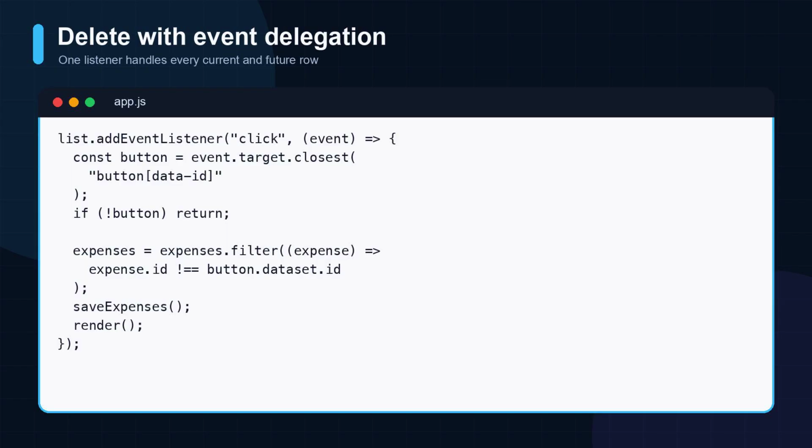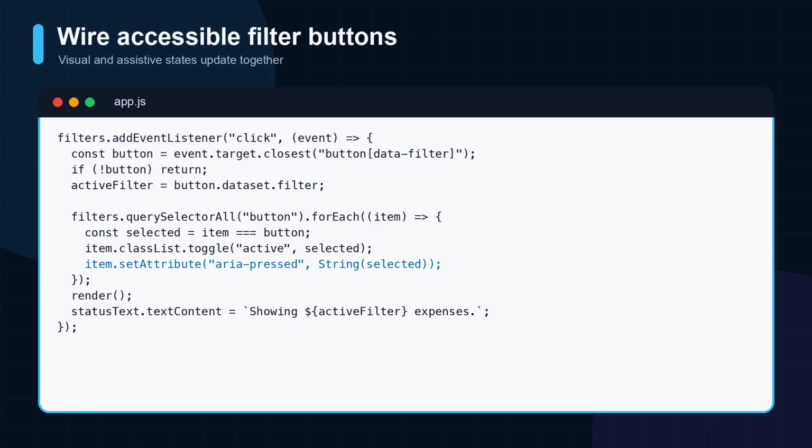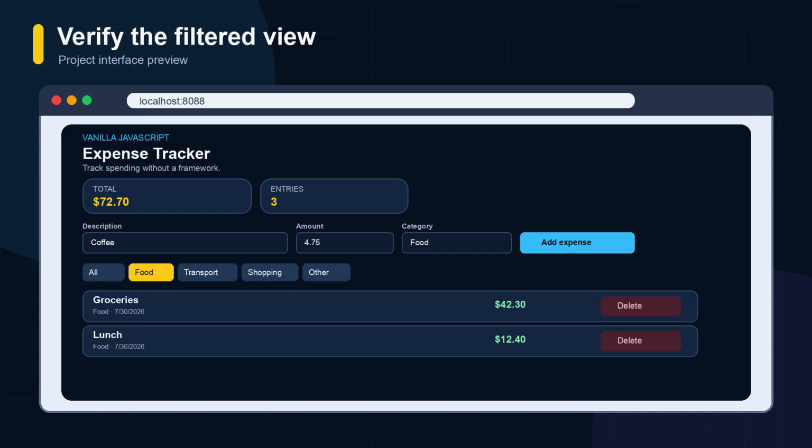For deletion, use event delegation. One listener on the list finds the nearest button with a data ID. Filter that expense out of the array, then save and render again. Filter buttons work the same way. Read the selected category from its data attribute, update active filter, move the active class, and render the visible list again. Choose food and verify that only food entries are visible. The total still represents all stored expenses. That choice is deliberate, and you can change it if your product needs a filtered total.